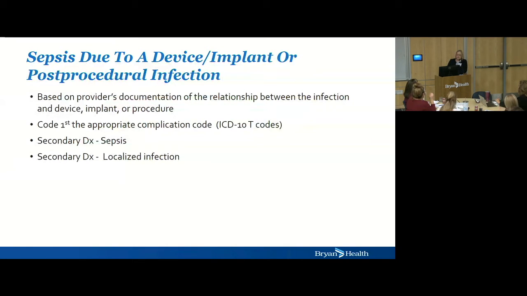So what I'm trying to get at is your sepsis and your localized infection would not be principal diagnosis. It would be a complication code. For example, if you have a patient admitted with sepsis and it's due to an indwelling urinary catheter and the patient has a UTI, the first listed code is going to be a complication of an indwelling Foley catheter.